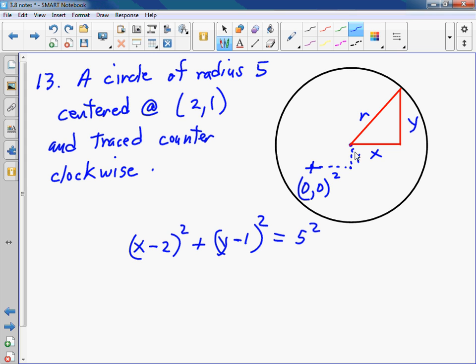So if you're right here, notice the distance here is x plus 2, but we just want this distance here, so that's x minus 2. Whatever x coordinates you have here, you've got to subtract off this part here. Whatever y distance you have, you subtract off that 1. So that's why we would do it in this fashion right here, equals 5 squared, and 5 being the radius.